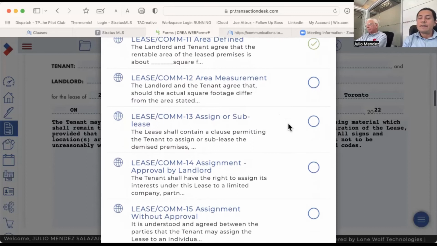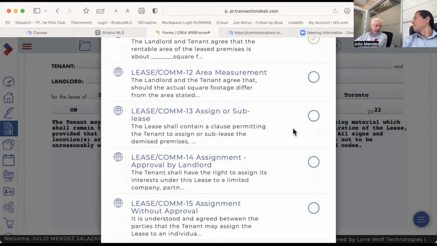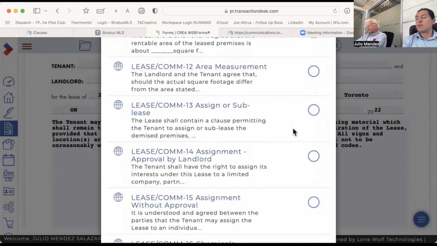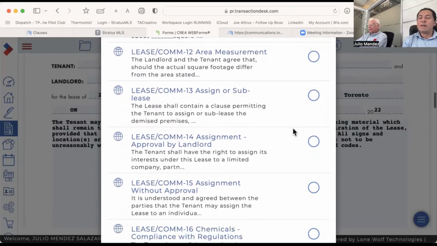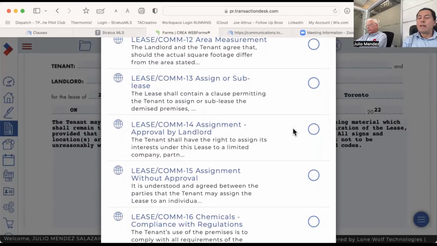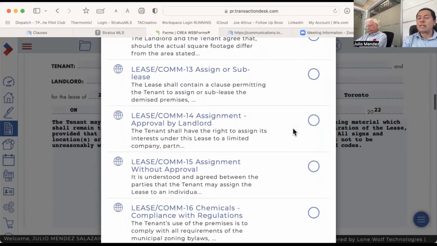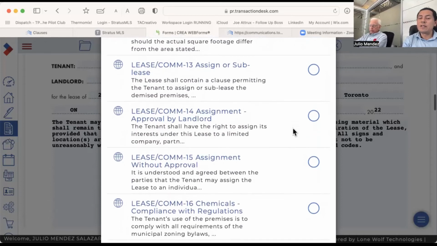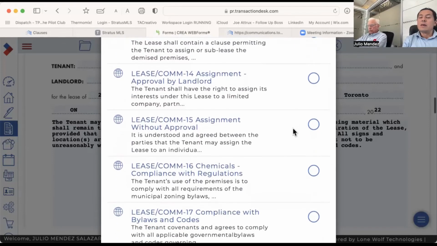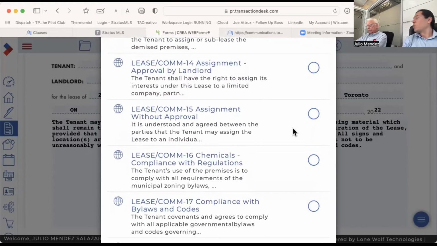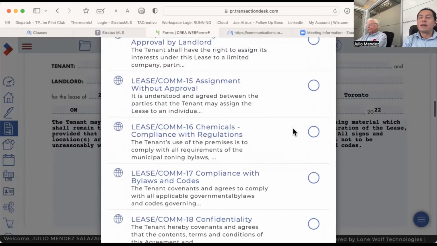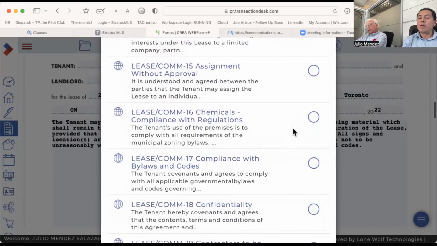All right. Assign or sublease. Could be, if allowed by the landlord. But in 2 years, most likely it wouldn't happen. Assignment approval by the landlord. So the tenant shall have the right to assign its interest under the lease to a limited company. Assignment without approval. No, probably not in this case. Chemicals, compliance with regulations.